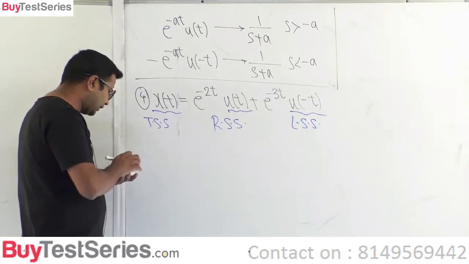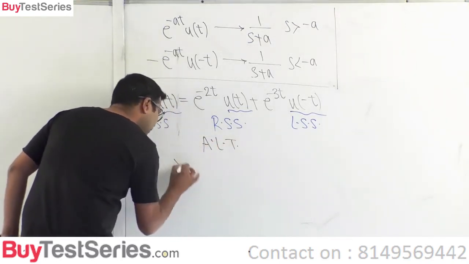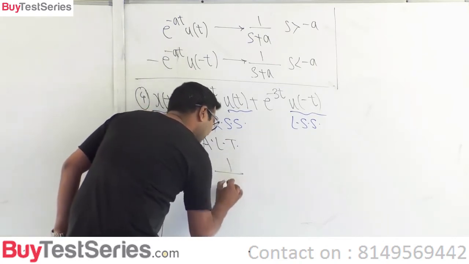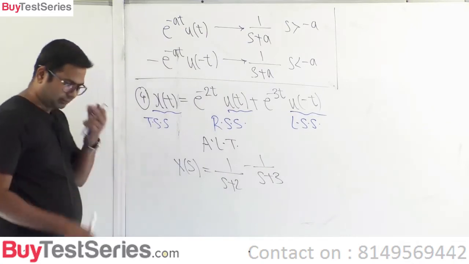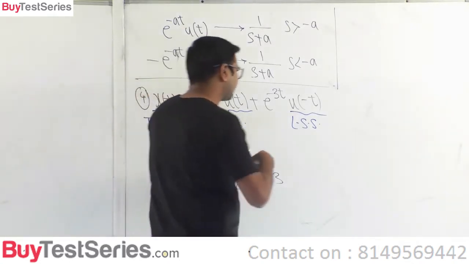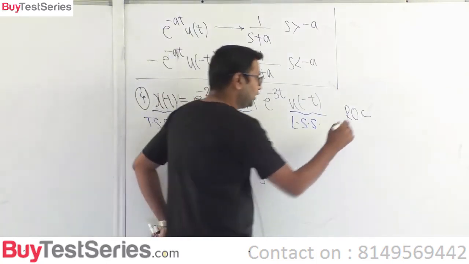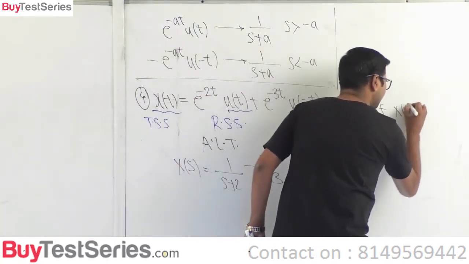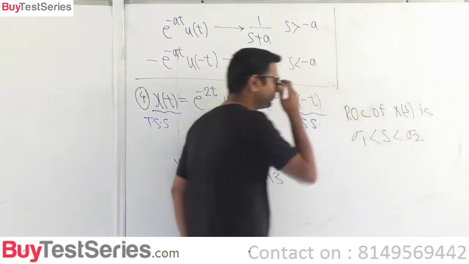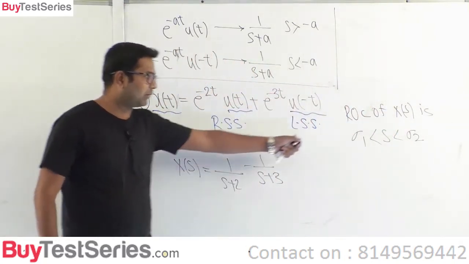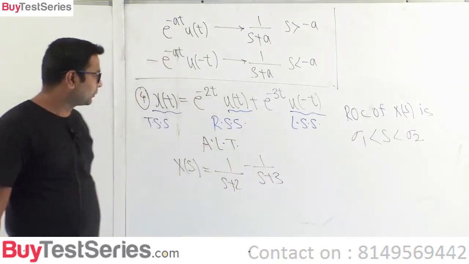Right? For a two sided signal, what is the Laplace transform? So the Laplace transform capital X of S will be 1 upon S plus 2 minus 1 upon S plus 3. Since X of t is a two sided signal, ROC of capital X of S is sigma 1 less than S less than sigma 2, where sigma 1 should come from the right sided portion and sigma 2 should come from the left sided portion.